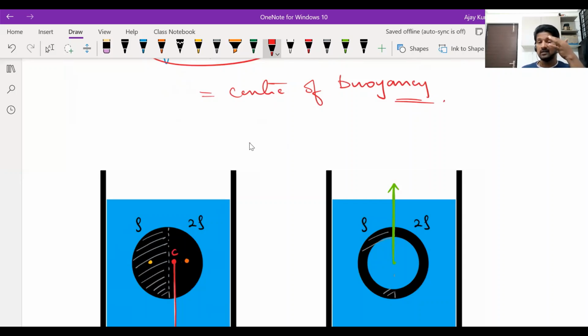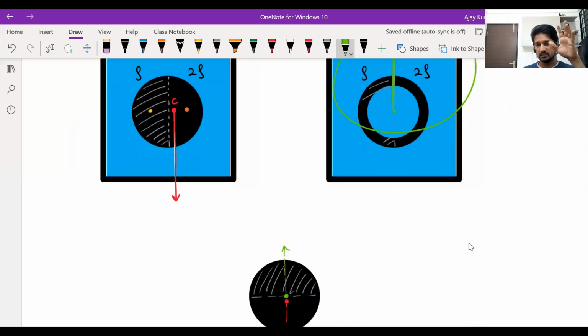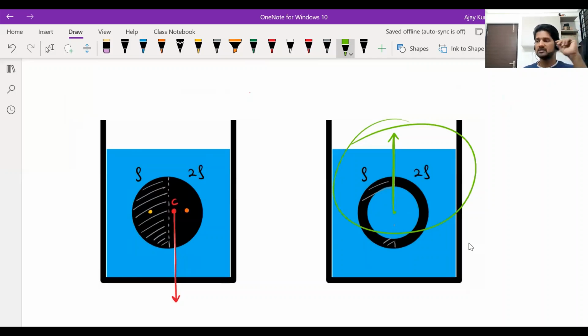Fine. And here also they can twist the question in many ways. This also is not necessary. What is not necessary? That it always acts exactly through the center is not necessary. Suppose by some means they keep one liquid on one side, another liquid on the other side. Then the force pushing from this side will be different. Force pushing from that side will be different. Then that may not be the center of buoyancy. They can change the situation. Okay, anyway, we'll solve problems, you'll understand.